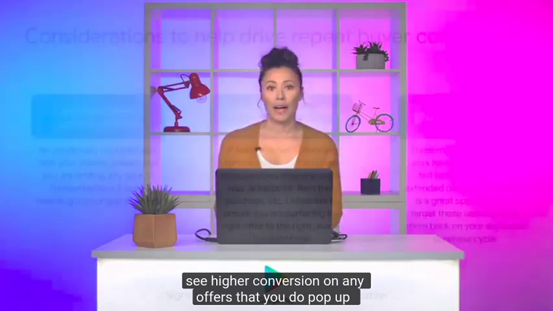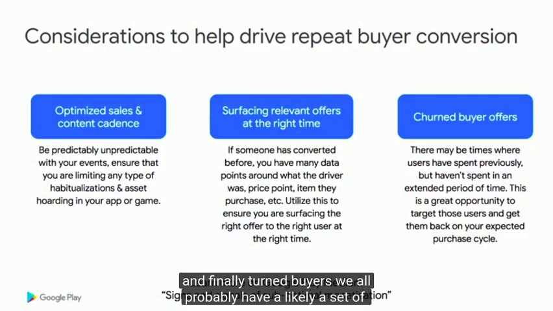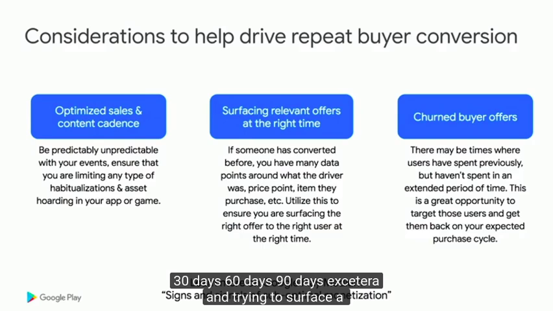And finally, churned buyers. We all probably have a set of users that has purchased before and hasn't purchased in an extended period of time. These are users you can target with specialty offers based on what they purchased previously and maybe the length of time that they haven't purchased in. Is it 30 days, 60 days, 90 days, etc.? And trying to surface a meaningful and valuable offer to them in order to get them to purchase again and get back onto that pay or purchase cycle.